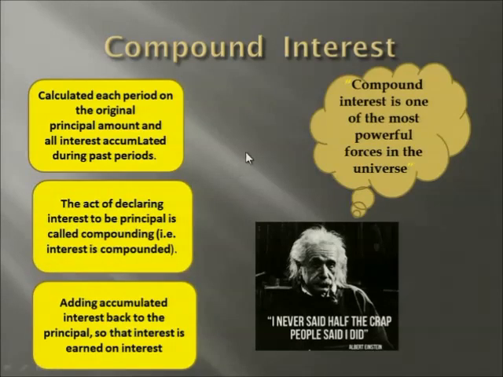The act of declaring interest to be principal is called compounding. Compounding means the act of declaring interest to be part of the principal amount itself. Then it becomes compounding interest. That is, interest is now compounded. The interest will be doubled, and then the interest will still be doubled.